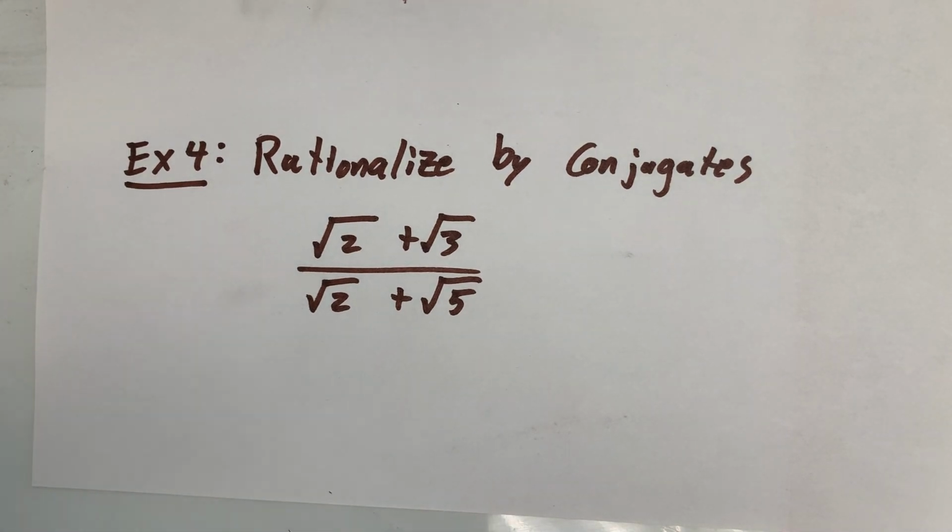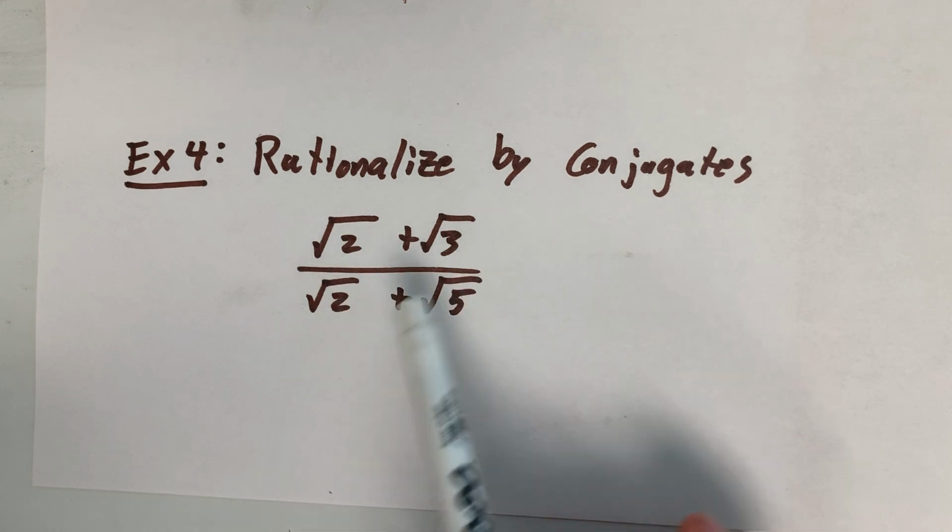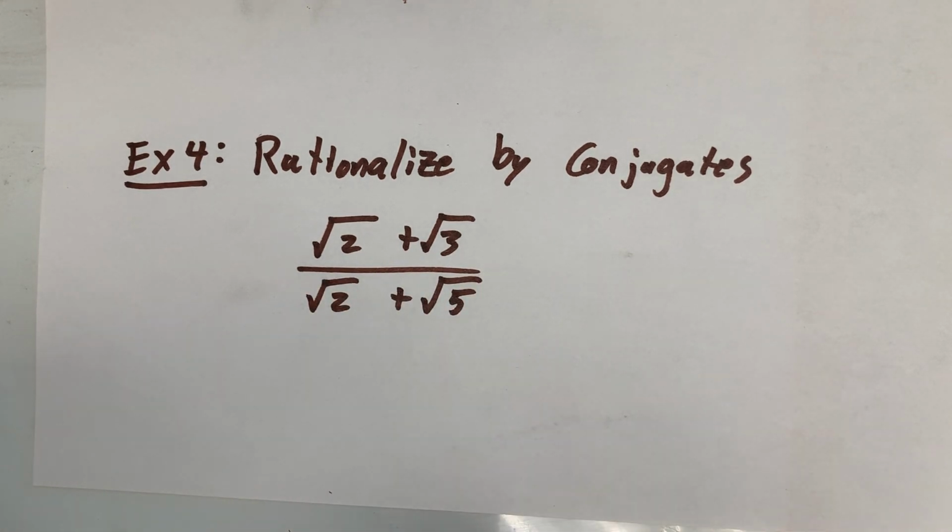Now on to our fourth example of rationalization using conjugates. We're looking at the expression root 2 plus root 3 over root 2 plus root 5. So all we've really done here is complicate the expression a little bit, so we have radicals on top to worry about as well. So this is just going to be a little bit more complicated in terms of simplification, but the process remains the same. All right, so let's simplify it.